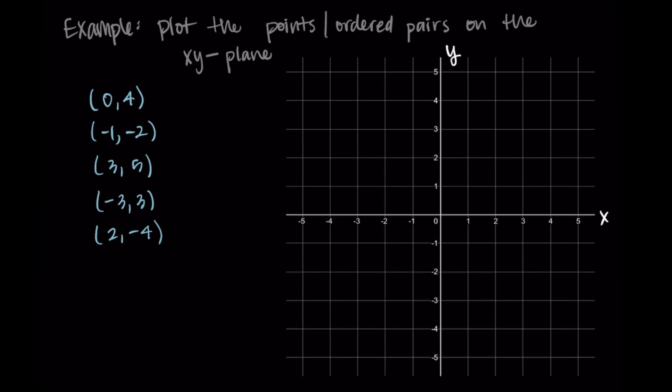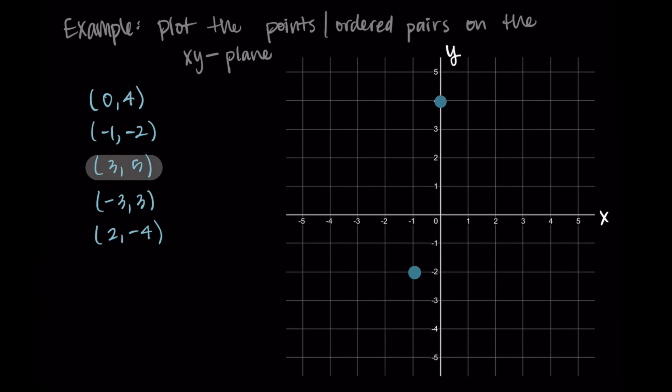So starting with 0, 4. I like to do the x first. So I'm 0 on the x, meaning we don't really move at all. We're just in the center at 0. And then 4 on the y. So we'll go up 4, and our point is here at 0, 4. Okay, then for the next point, we have -1, -2. I'm going to do -1 on the x, and then -2 on the y. So I'm doing -1, that's to the left on the x-axis, and then down 2, down to -2 on the y. And so I have my point here. That's -1, -2.